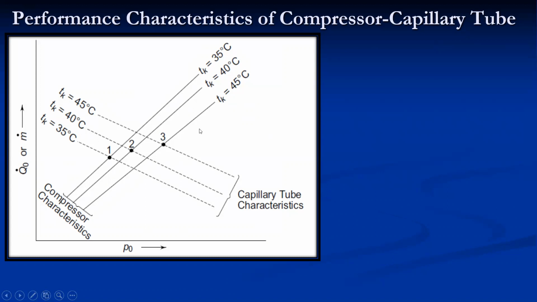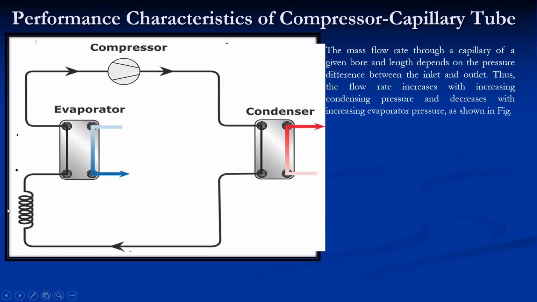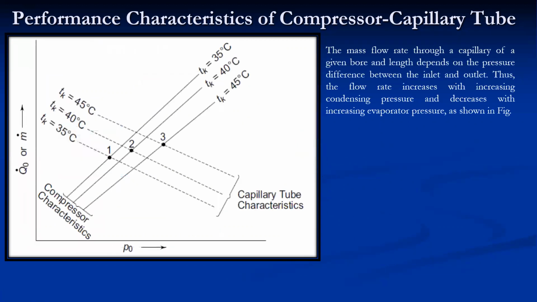Now, as far as the capillary tube is concerned, it mainly works on the pressure difference between the condenser and evaporator. So the larger the pressure difference, the larger the mass flow rate. If the pressure difference is lower, the mass flow rate reduces. So mass flow rate varies with the pressure difference in the capillary tube. Now we'll discuss the characteristic of the capillary tube. So the dotted line shows the characteristic of the capillary tube.